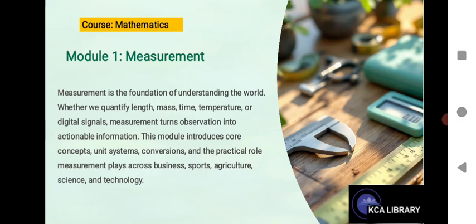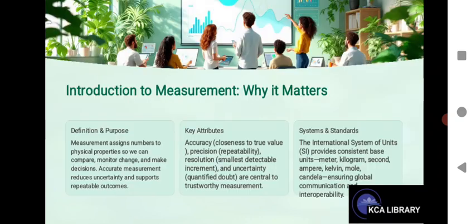So this module introduces core concepts of measurement, unit systems, conversions, and the practical role measurements play across business, sports, agriculture, science, and technology. Now, measurement simply means assigning numbers to physical properties so we can compare, monitor change, and make decisions. Accurate measurement reduces uncertainty and supports repeated outcomes.